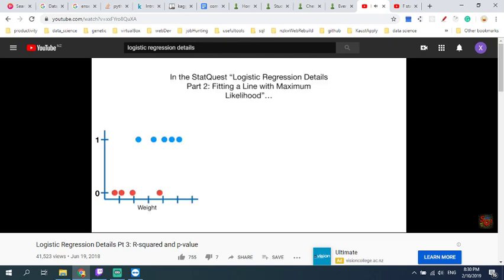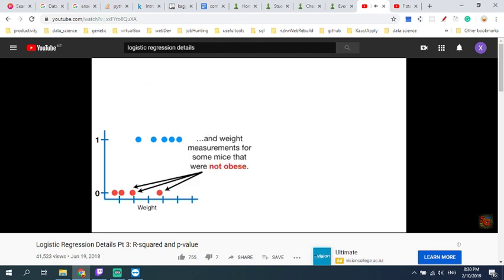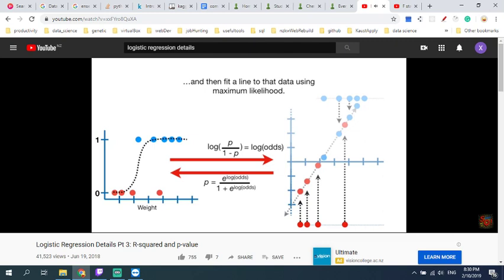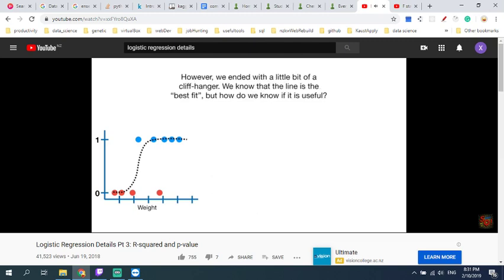p-values. In the StatQuest, logistic regression details part 2, fitting a line with maximum likelihood, we had weight measurements for obese mice and weight measurements for some mice that were not obese. And we converted the y-axis from probability to the log odds of obesity, and then fit a line to that data using maximum likelihood. Well, technically, we maximize the log likelihood, but either way you do it, you get the same best fitting line. However, we ended with a bit of a cliffhanger.